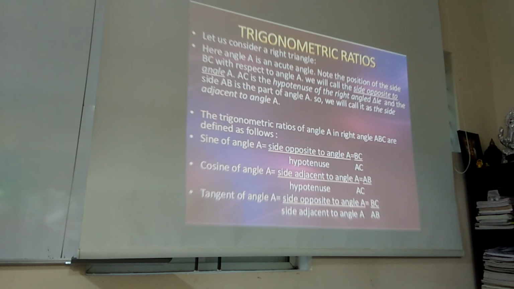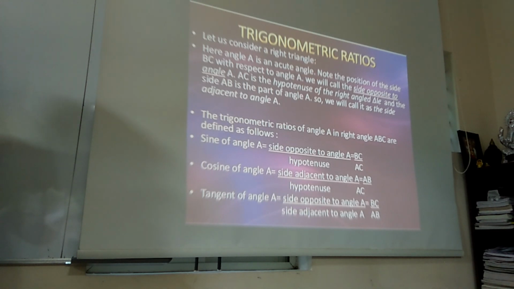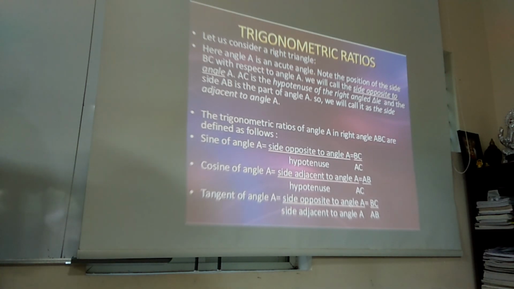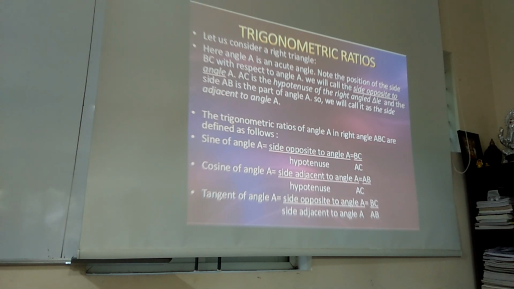Should I repeat? I repeat. First ratio we have is sine, that is perpendicular by hypotenuse. Next ratio is cos, base by hypotenuse. Next ratio is tan, perpendicular by base. We start with the reciprocals of them in the same order. This is how you remember.